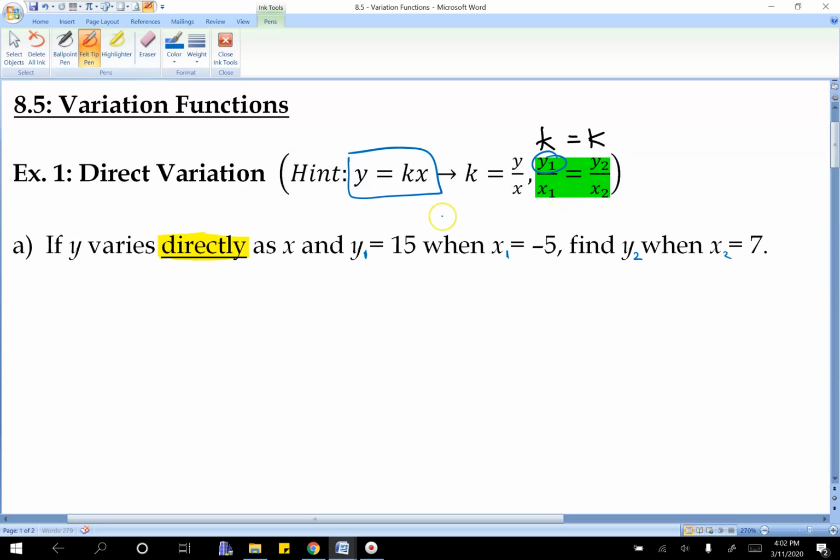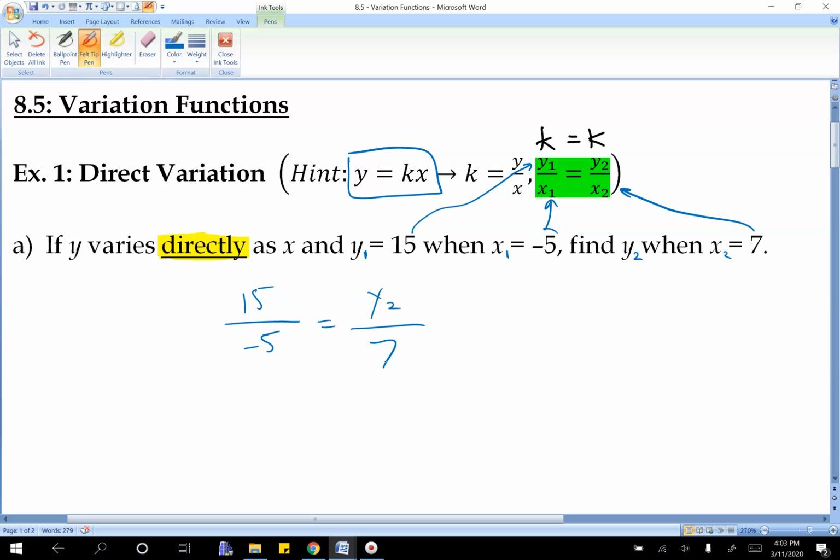So we have the y1, it's 15, right? We have the x1, it's negative 5. We don't know the y2, we do know the x2, right here, it's 7, right? So all we're going to do is go ahead and plug them all in and solve for the missing variable. It's pretty easy. So y1 here, we said it was 15 over x1 here, negative 5, equals y2, what we don't know, over x2 we know, which is 7, and we're going to solve for y2.